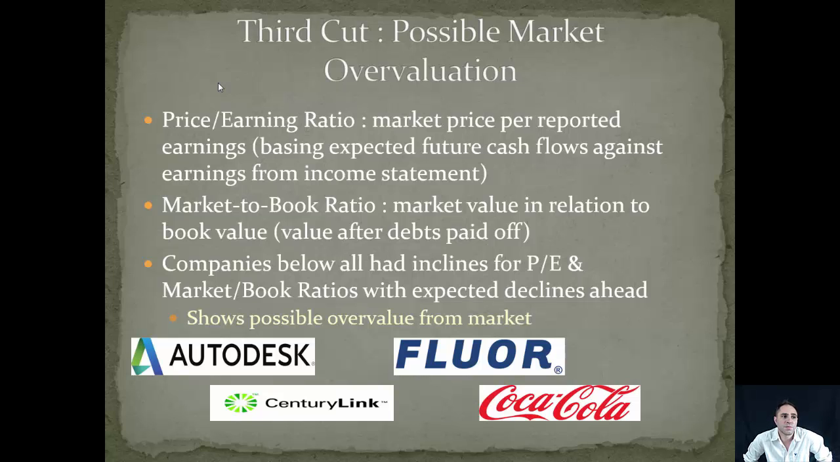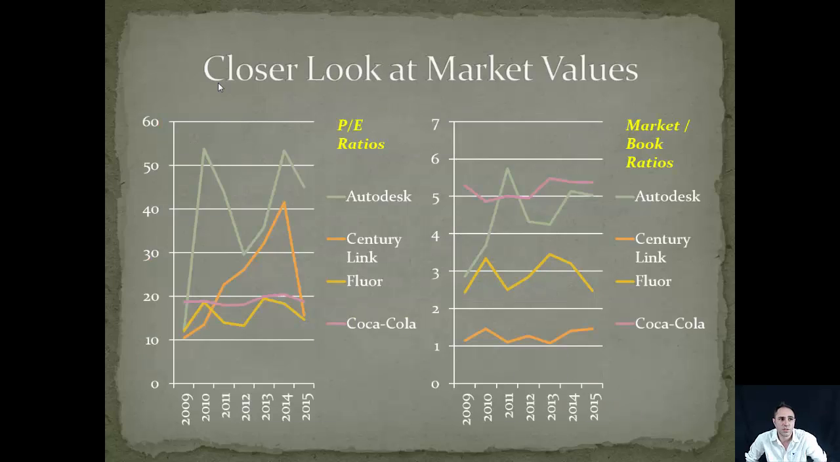These 4 companies all had inclines for the price to earnings, and they had expected declines ahead for both the price to earnings and the market to book ratios. And as you can see in this slide, you'll notice that there are some sharp inclines for the price to earnings ratio, but an estimated sharp decline for it. That is worrisome because you're looking at future expected cash flows. They're valuing it very high right now, but it's expected to drop considerably.